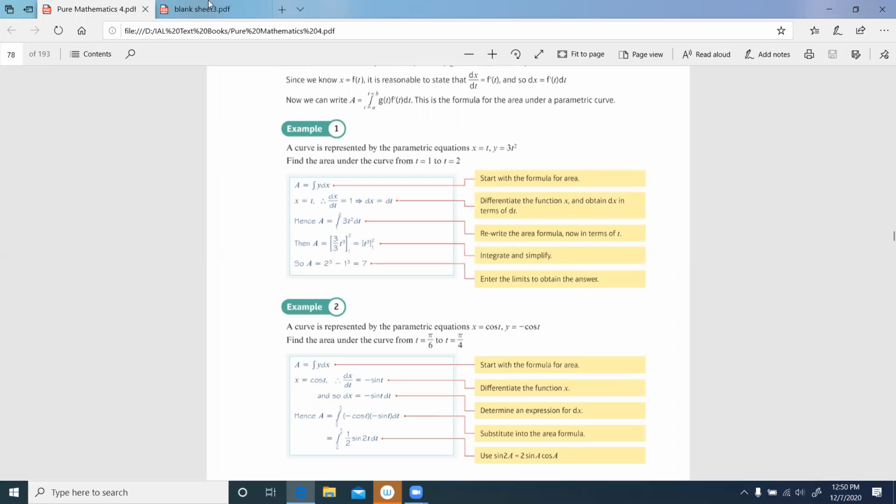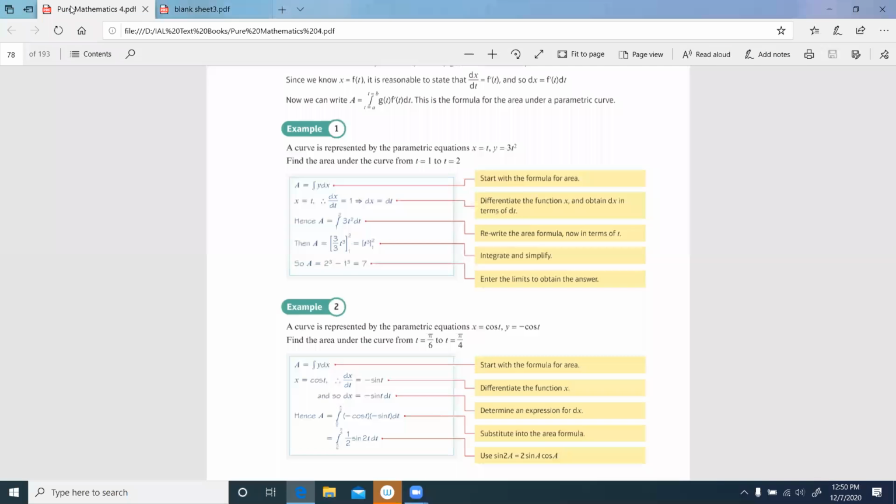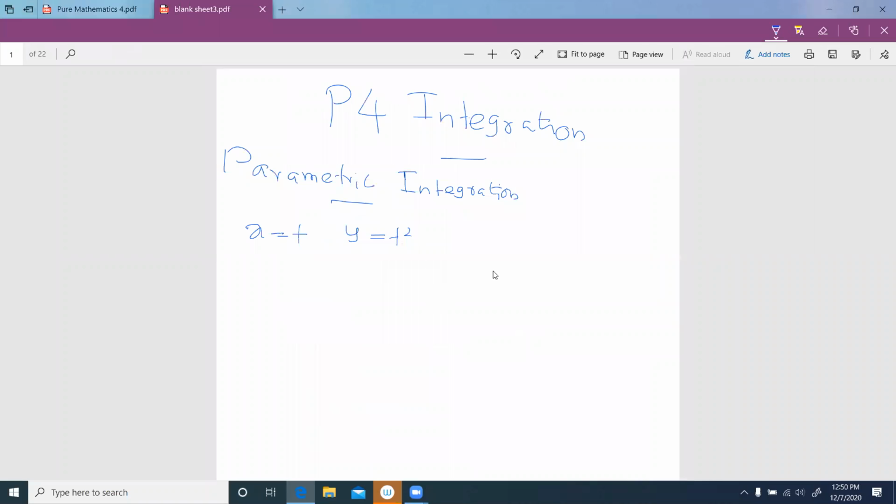Okay, let's see what kind of integration is called the parametric equation. Over here, they have given x equals t and y equals t squared. Then what they want is that t varies from 1 to 2. Find the area. So they may specifically mention t goes from 1 to 2. Then they ask about the area enclosed by the curve.